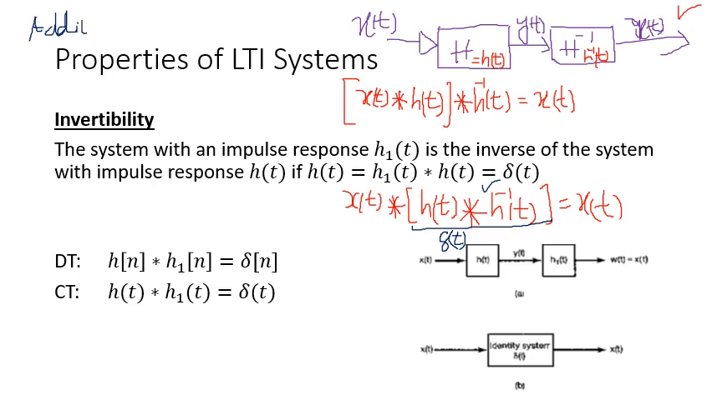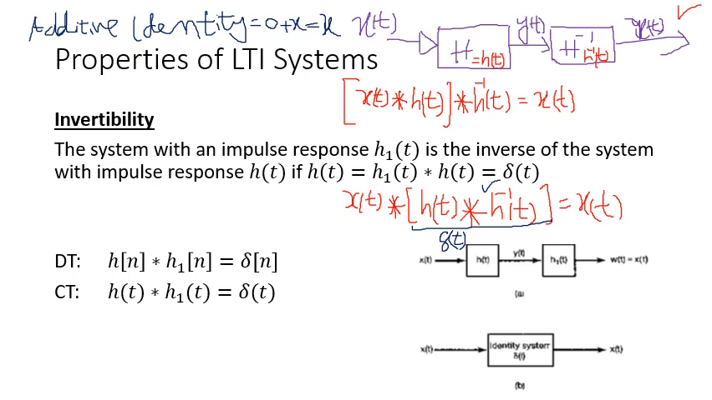Additive identity is zero. So whatever you add, additive identity, right? You add zero with anything, you get the same thing. Or we have the multiplicative identity, that is one. So whatever you multiply with one, you get the same thing.